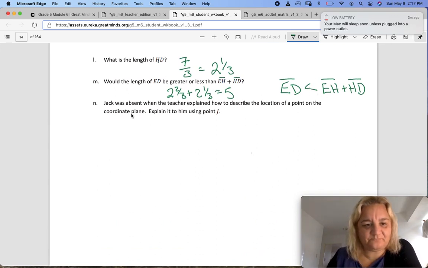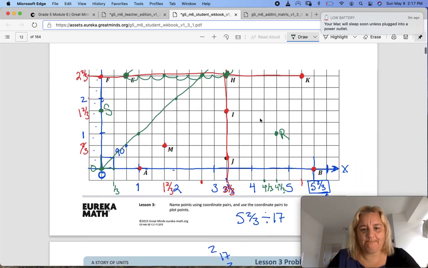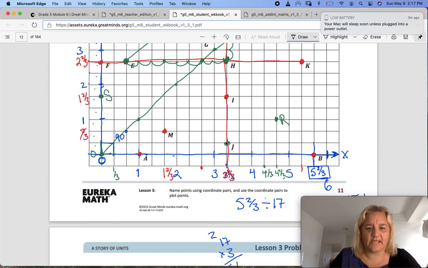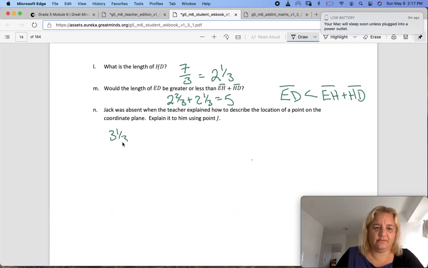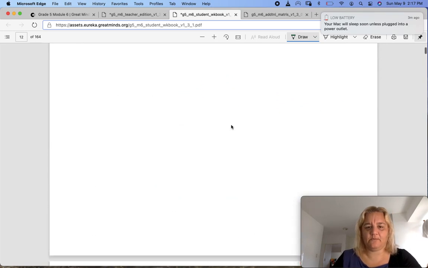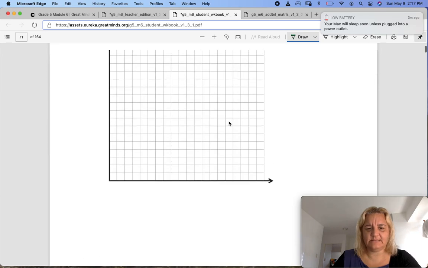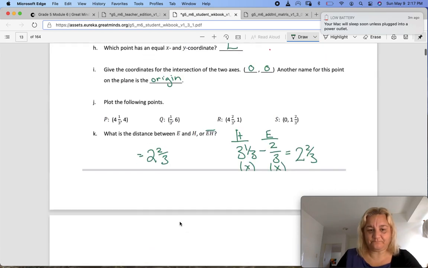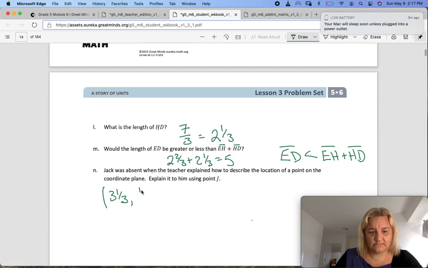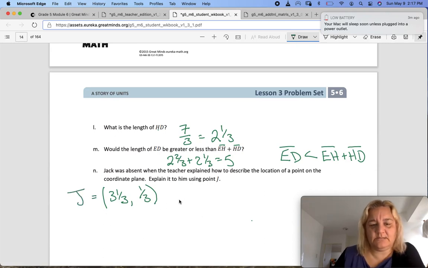Okay, so less than. Jack was absent when the teacher explained how to describe the location of a point on the coordinate plane. Explain it to him using point J. Okay, so that is at 3 and 1/3, and where was it? It was at 1/3 on the y-axis. Oop, did I go too far? Yes, 1/3. Okay. So now we need to explain to Jack how to find that point.